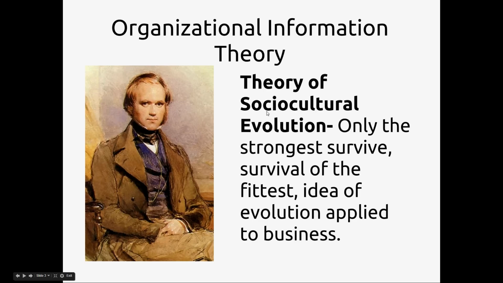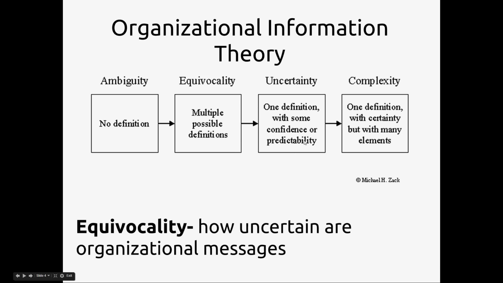Socio-Cultural Evolution, and Organizational Information Theory. I found this image. I thought it was interesting. This kind of talks about 4 different types of confusion. You have ambiguity, equivocality, uncertainty, and complexity. And specifically with organizational information theory, we deal with equivocality. The most important aspect of organizational information theory is equivocality. Equivocality is how confused an organization gets about the messages it receives.